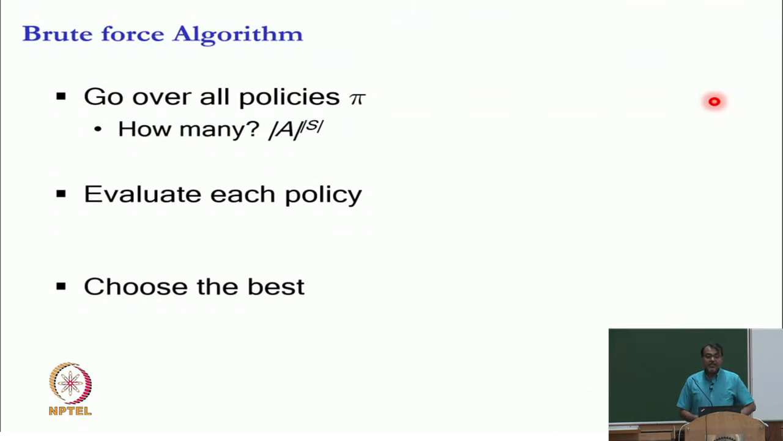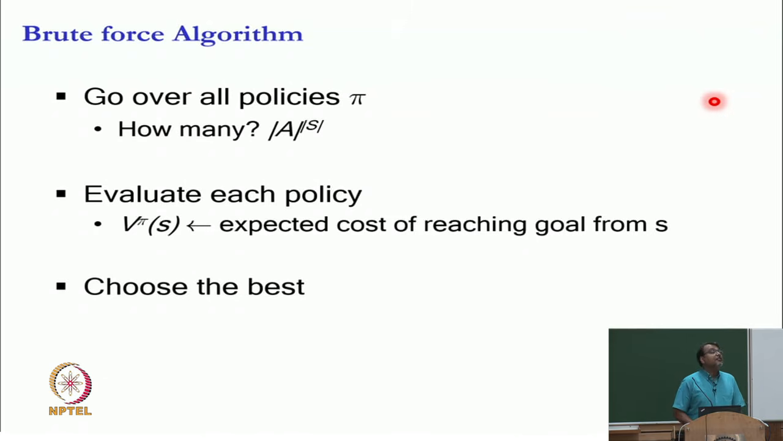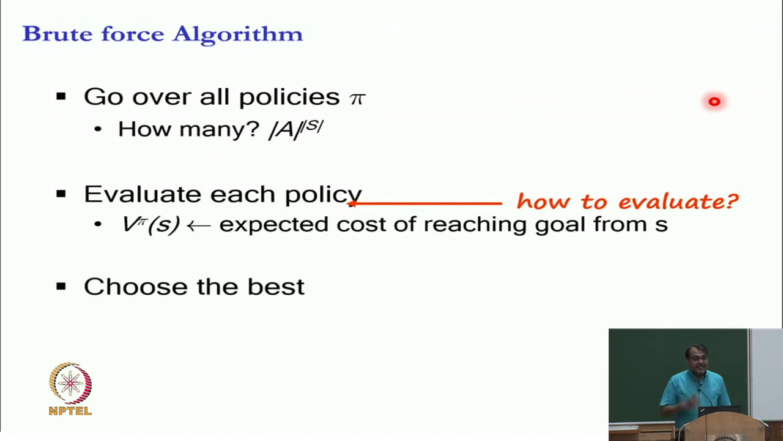Now, the next thing is, I need to somehow think about how do I evaluate each policy and take the best, right. And for evaluating each policy, I am going to define a new concept called V of pi. This is a value function V pi of s, which says, let us say I start in state s. What is the expected cost of reaching the goal if I am always following the policy pi? Moreover, we need to figure out how to compute this V pi.